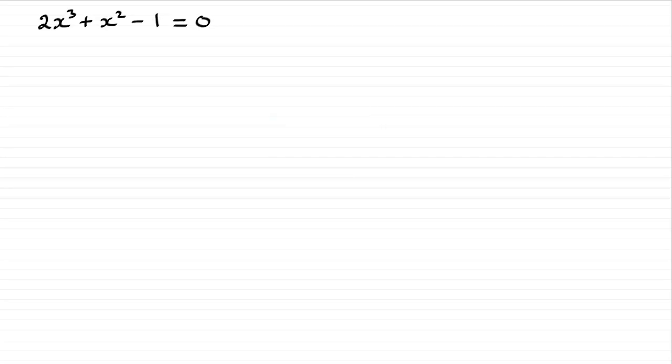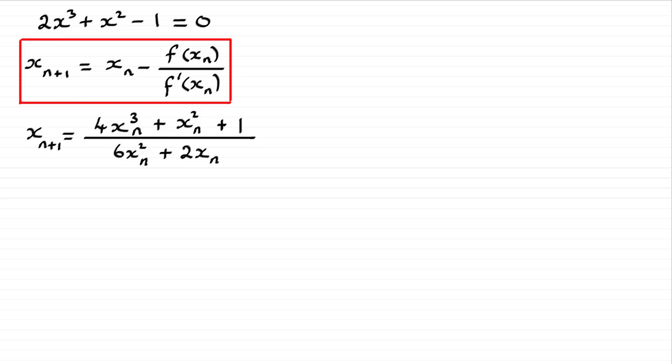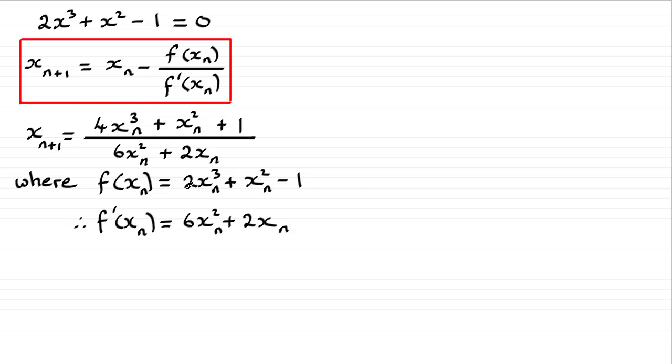So for this last part of the question then, we were given this equation, 2x cubed plus x squared minus 1 equals 0, and asked to use the Newton-Raphson method to create this iterative formula, where we had the various functions f of x subscript n and the first differential f dash of x of n, and we substituted these into our formula and derived this. Now we're being asked why we can't take our first approximation x1 equal to 0.